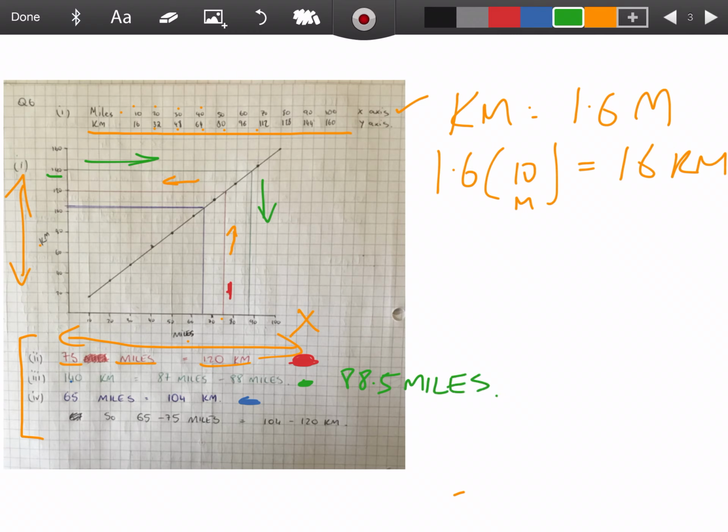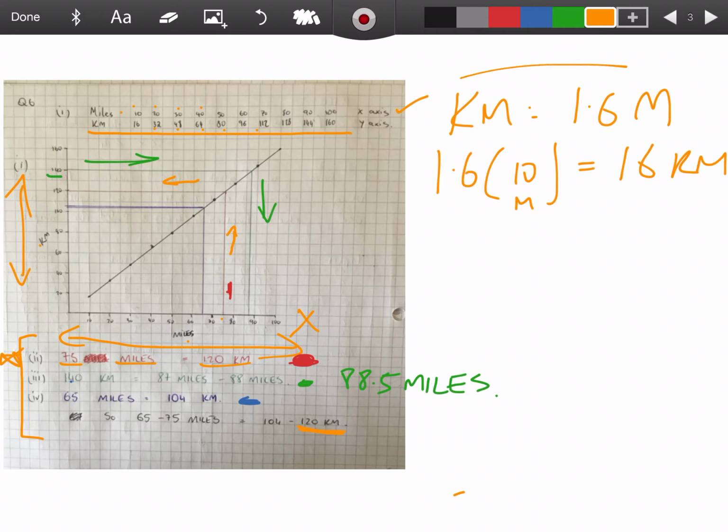And then finally, for those ones, it was asking you to find the range between 65 to 75 miles. Now, I used the info that I'd already gotten. You can see in part 2, I know that 75 miles is equal to 120 kilometers, so I don't need to do that part again. You can figure out what 65 miles is using the graph. 65 miles is equal to about 104, 105 kilometers. So that's why I've put that range in.